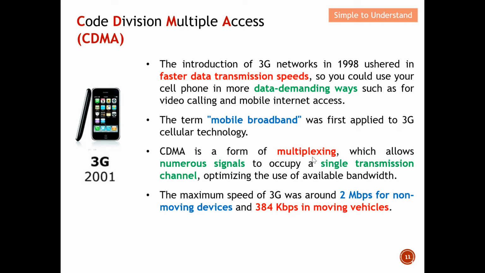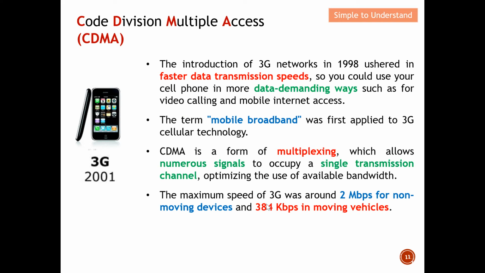CDMA is a form of multiplexing which allows numerous signals to occupy a single transmission channel, optimizing the use of available bandwidth. We will come to this shortly, on the next few slides. In fact, I have done something on CDMA, so I will put that particular video under the description. Take a look at this CDMA video in order to understand how CDMA accommodates multiple users.